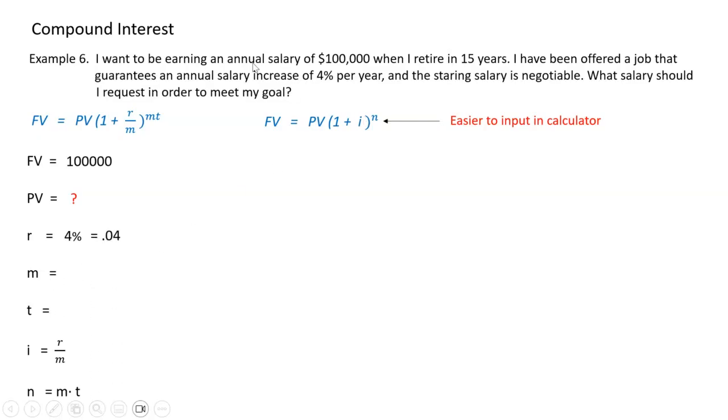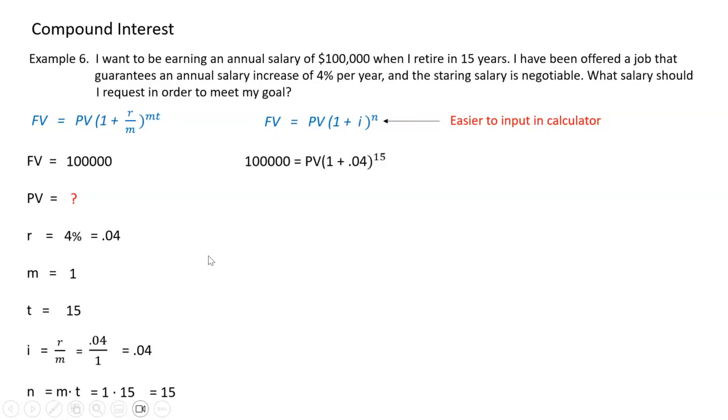Compounded, right? Compound here says annually, so compounded is going to be 1 because it says annually. The time is going to be 15 years. So my I is R divided by M, which would be 0.04 divided by 1, which will give us 0.04. My N is M times T, which would be 1 times 15, which will give us 15. Now we have all the info.